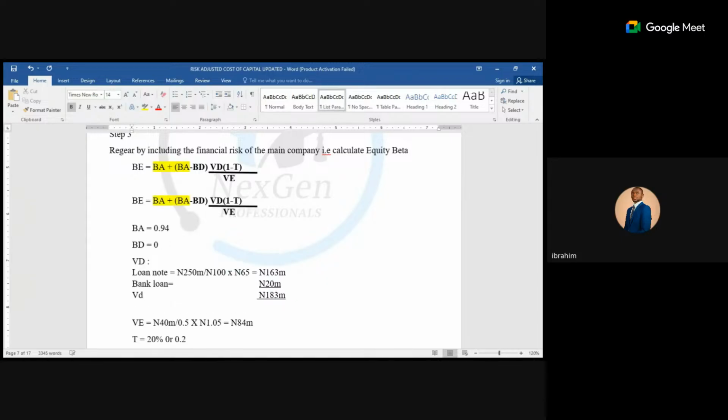Okay, getting this. Asset beta is 0.94. The value of debt is 183 million. What is the tax rate? 0.2. What is the value of equity? 84 million. Class, what is the final figure? 2.5.